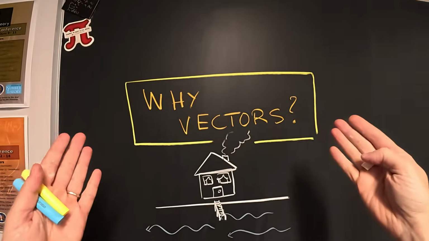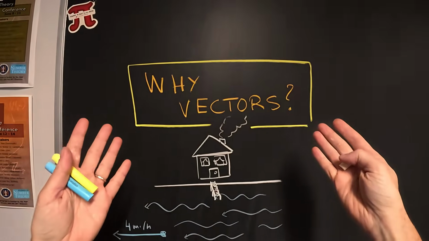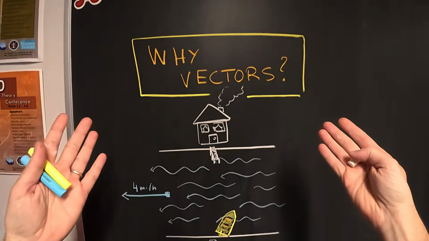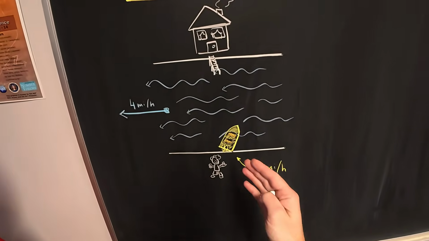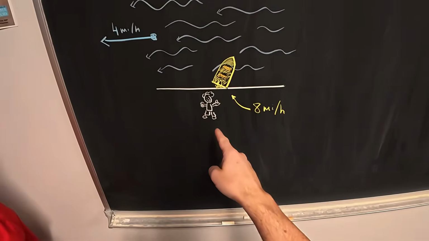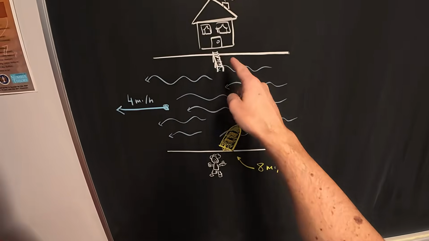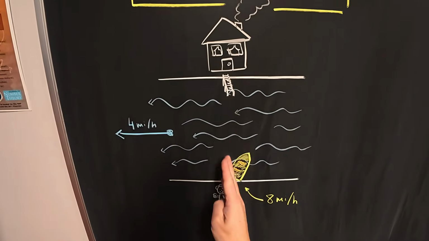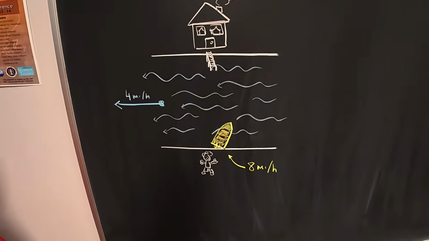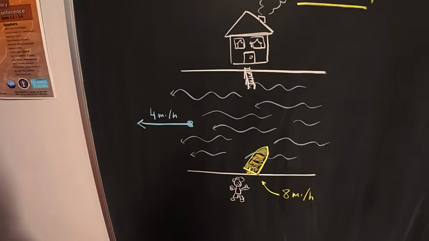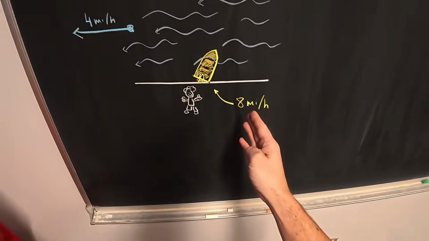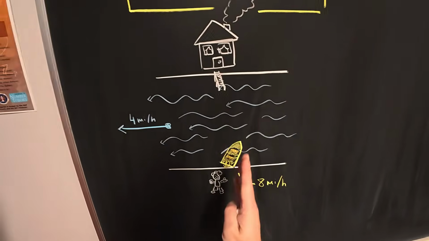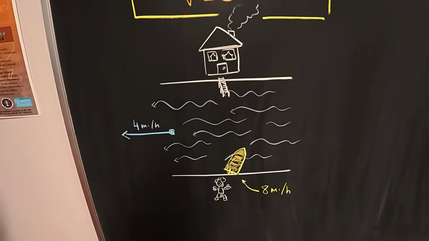Let me try to explain why vectors are very useful in mathematics and in real life via some example. Suppose we have a boat and we're trying to cross from this side of the river to our house. If we want to end up straight across where the dock is, the river is flowing at 4 miles per hour and our boat can do 8 miles per hour, and we are just trying to navigate in a straight line.